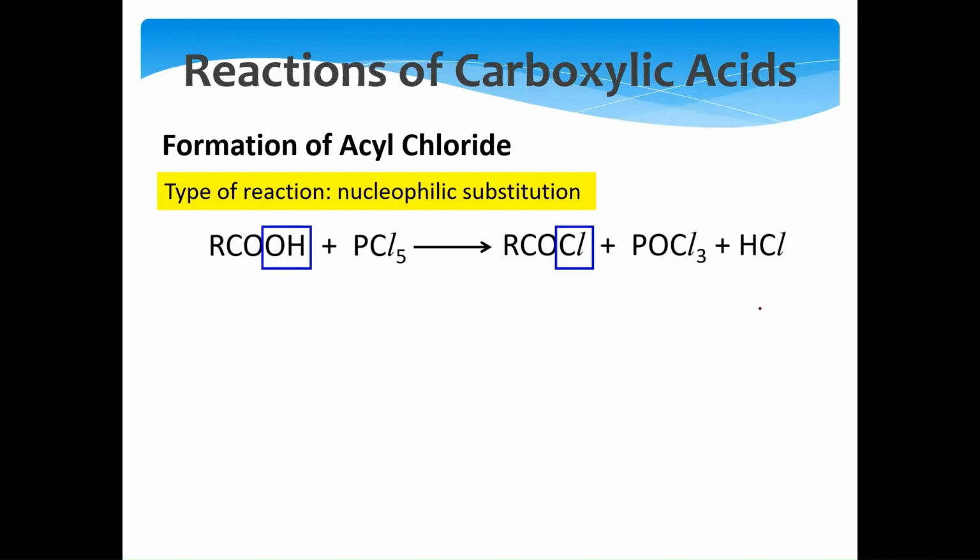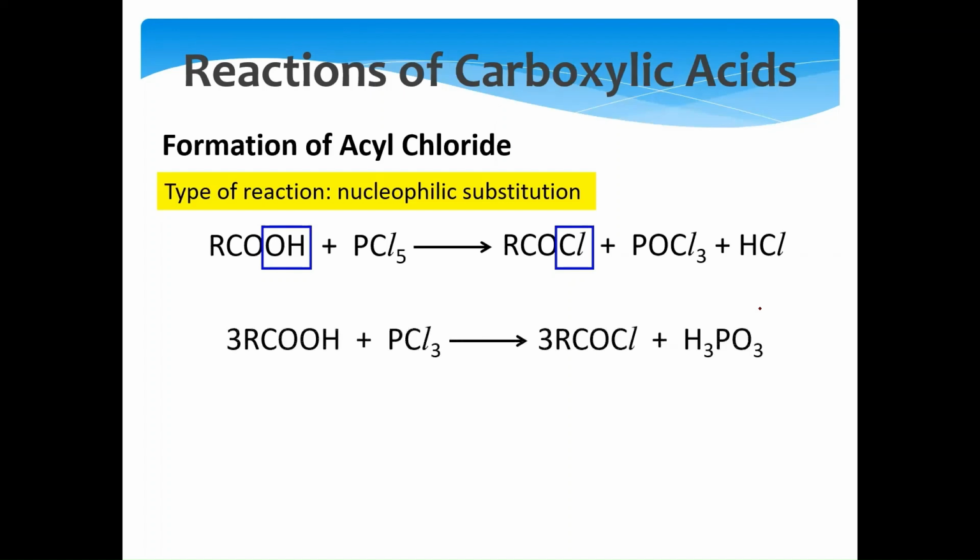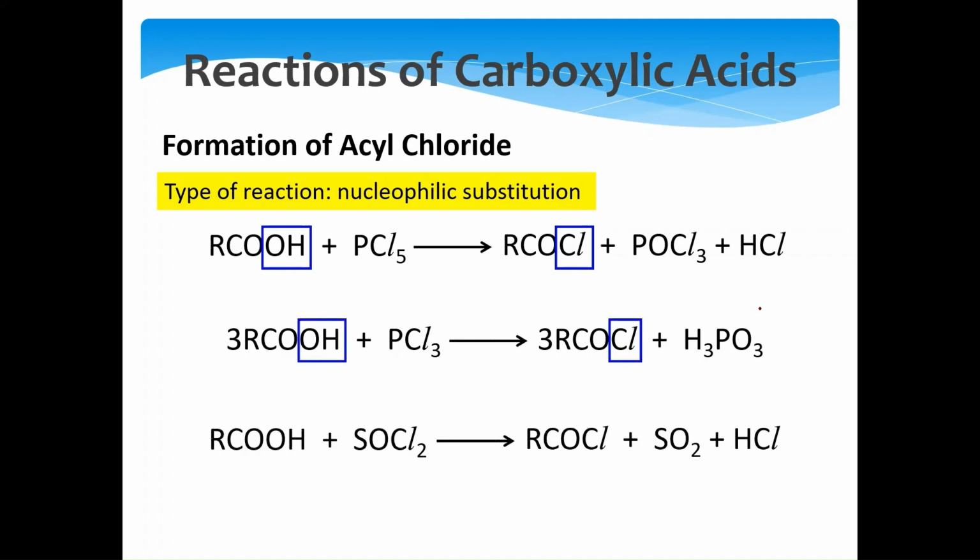There are three main ways of converting carboxylic acid to acyl chloride. You can react the carboxylic acid with PCl5, PCl3, or SOCl2. This is rather similar to the reaction between alcohol and PCl5, PCl3, and SOCl2 to give you an alkyl chloride. The condition for all these reactions is room temperature.